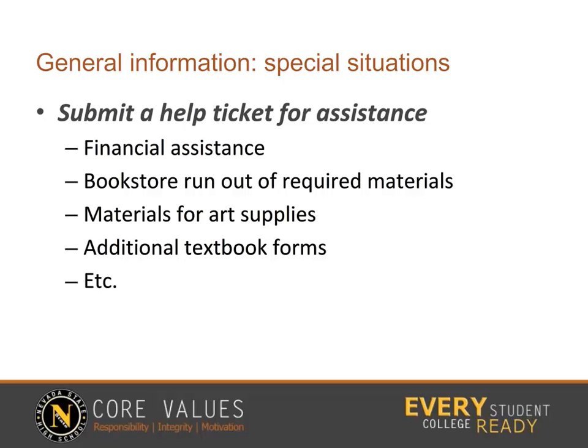Special situations happen. There may be occasions where students have special situations that need review. For example, questions about financial assistance, if the bookstore runs out of your required textbook, class requiring materials other than books, for example, might be art supplies and other things, or enrolling in a mid-semester course. Send a help ticket at help.earlycollegenv.com is your best approach to getting assistance and answers in writing. Click to the next slide when you are ready.